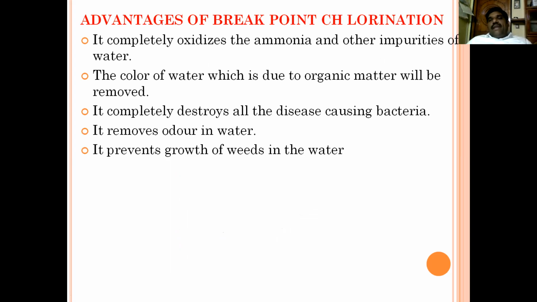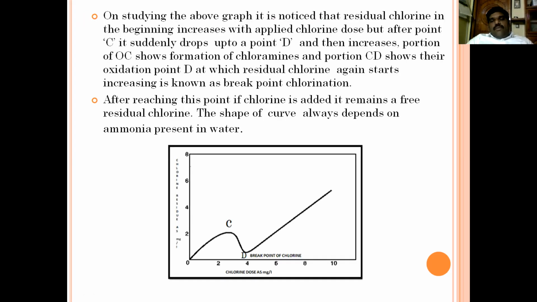That means ammonia and other impurities are taken out of the water body, and because of that, the color of water due to the presence of organic matter will also be removed, and it completely destroys disease-causing bacteria. It removes the bad odor, and also it prevents growth of weeds. After point D, again the residual chlorine starts increasing. This is called the break point of chlorination.